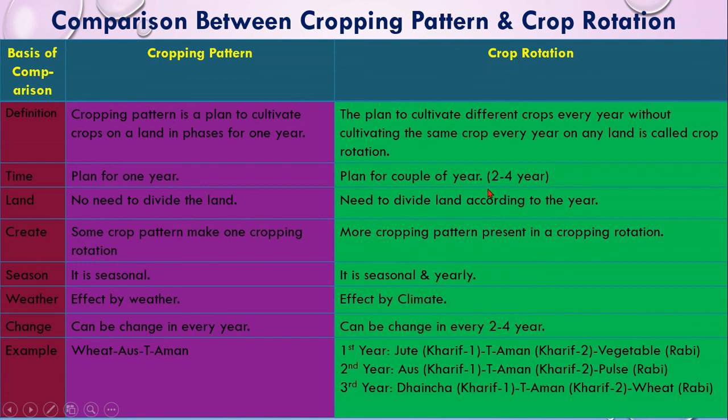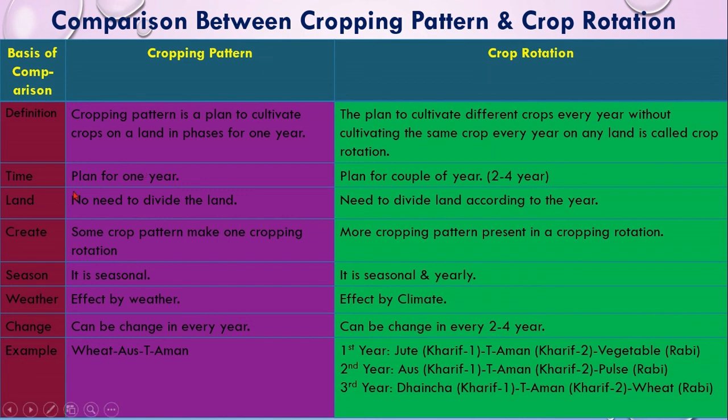That means for a crop rotation of 3 years, each 1 year is a cropping pattern. It is seasonal based, and this one is seasonal and yearly as well. This is affected by weather, and this one is affected by climate. And this one can be changed every year, but this one changes after 2 to 4 years. If you plan for 3 years, then it can be changed after 3 years. If you plan for 2 years, then it can be changed after 2 years.